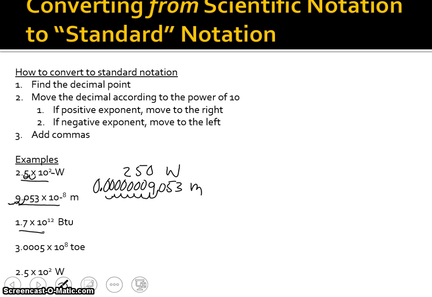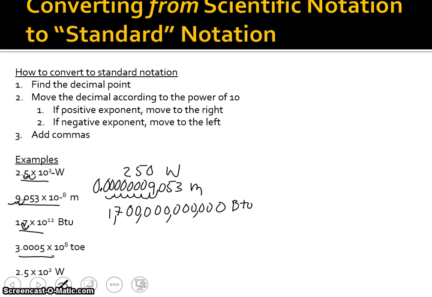1.7 times 10 to the 12th. So we're going to take this and move it over 12 places, which means we have 1 and then 11 more. So 1, 7, then we have 11 zeros. 1, 2, 3, 4, 5, 6, 7, 8, 9, 10, 11 BTU. Do not forget to put your commas in. That's really important for these large numbers.